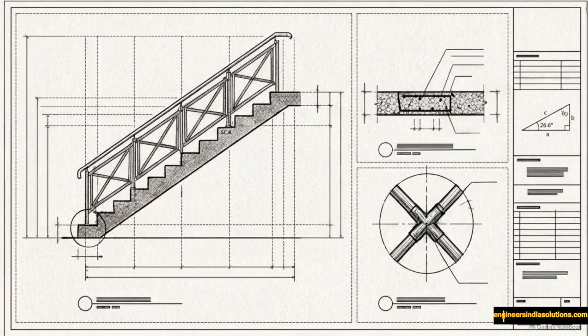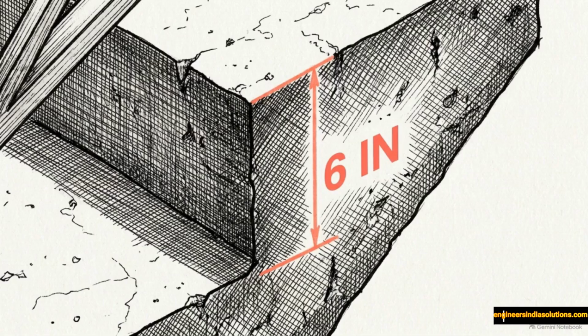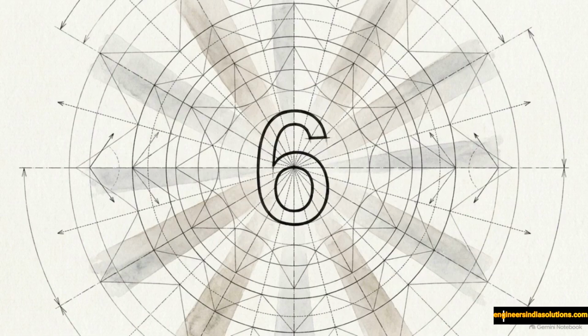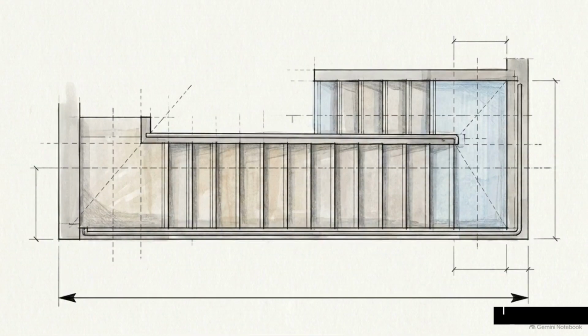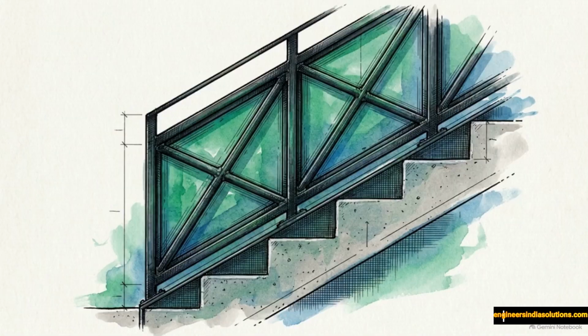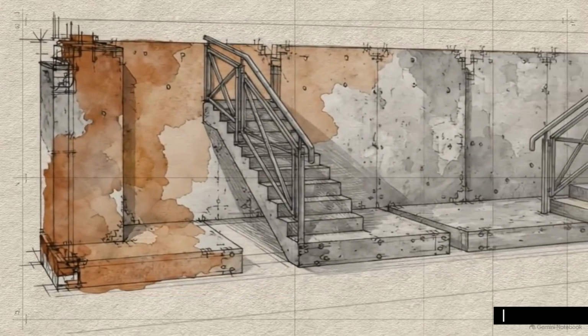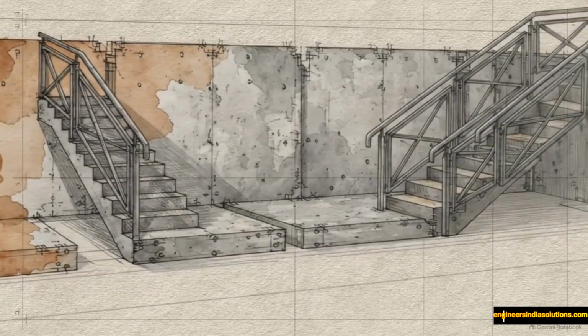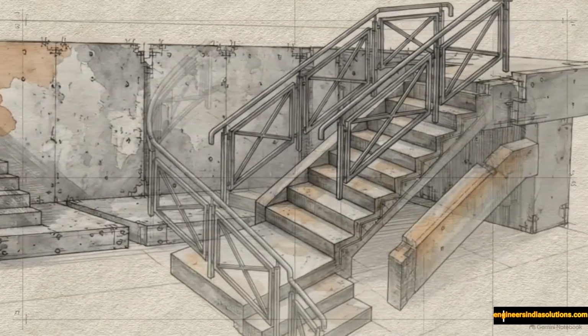This is the result: the elevation, the RCC cross-section, the steel profiles, and the precise trigonometric calculations integrated into a single unified technical document. The 6-inch riser is the primary variable. It establishes the total run, dictates the exact slope, and defines the steelwork boundaries. When properly calculated, that 2D blueprint translates flawlessly into physical reality on the active construction site.